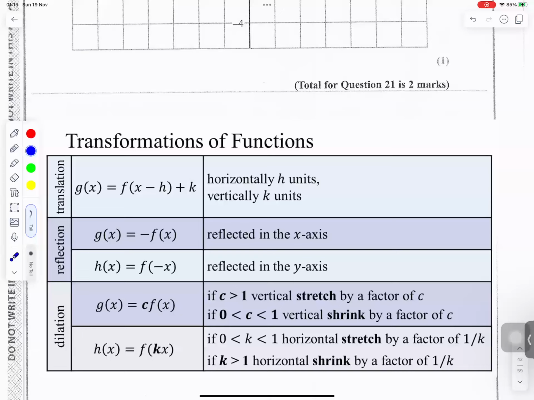And these are some information about transformation which you need to try and remember. The one we use, minus x, is reflection in the y-axis. If the minus is in front, it's a reflection in the x-axis. So try and learn some of this to help you with transformation type of questions.